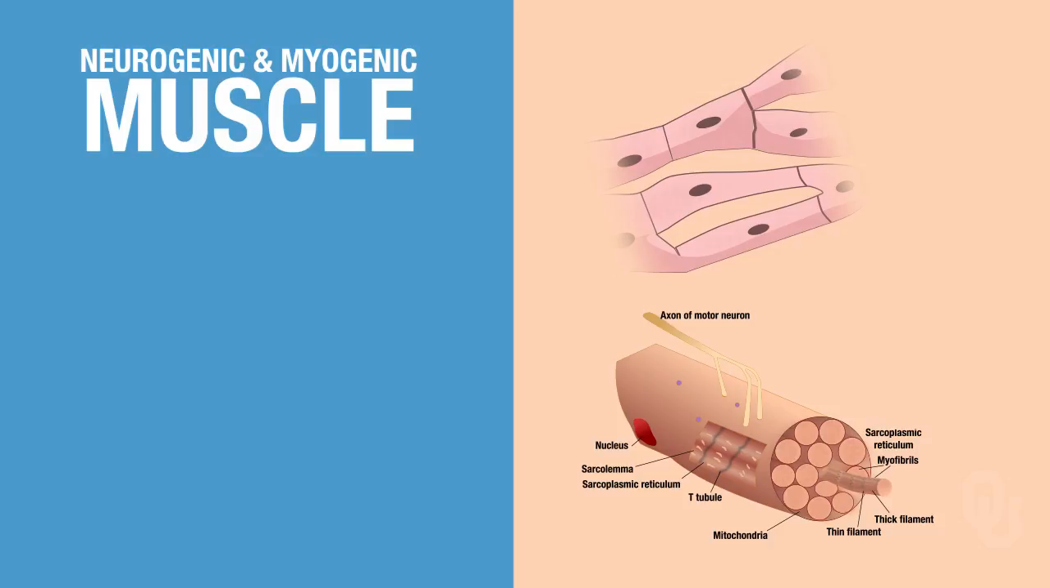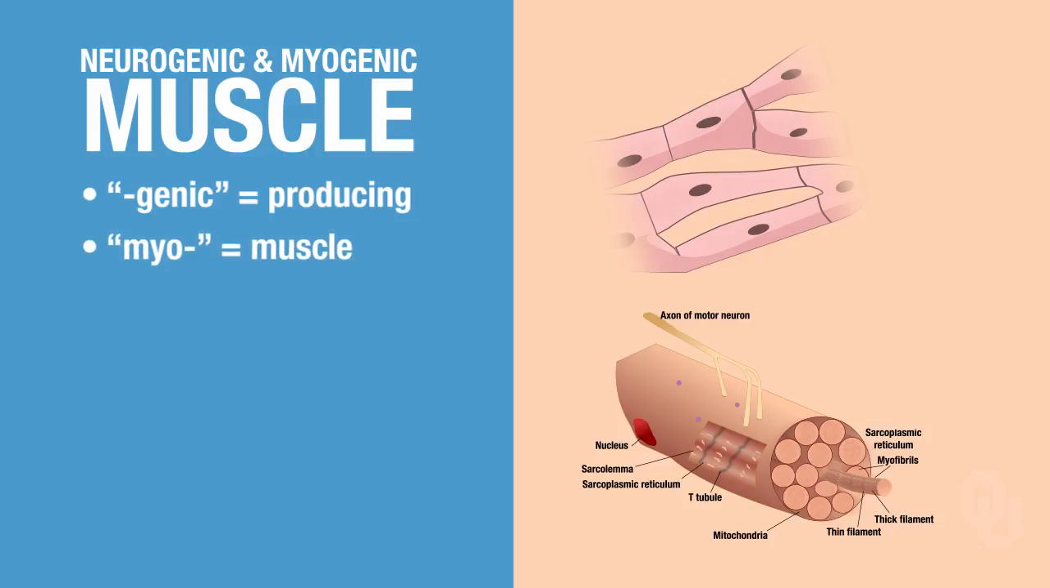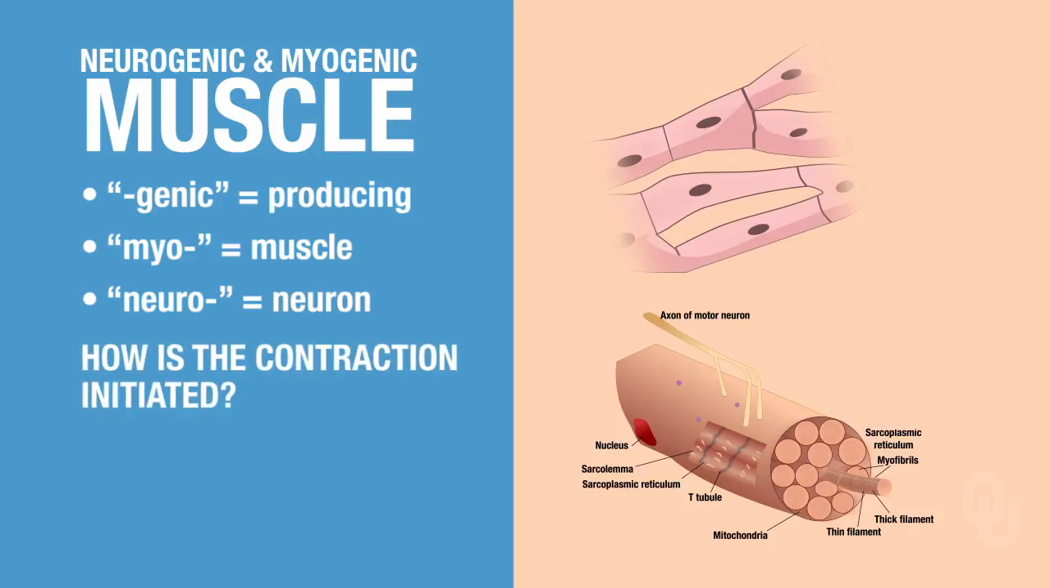The next item for comparison is whether or not the muscle is myogenic or neurogenic. Remember, break the word down. The suffix genic means producing, myo means muscle, and neuro means neuron. Now ask yourself, how is the contraction initiated? In other words, what causes the muscle to contract? Is it a neuron or is it the muscle itself?